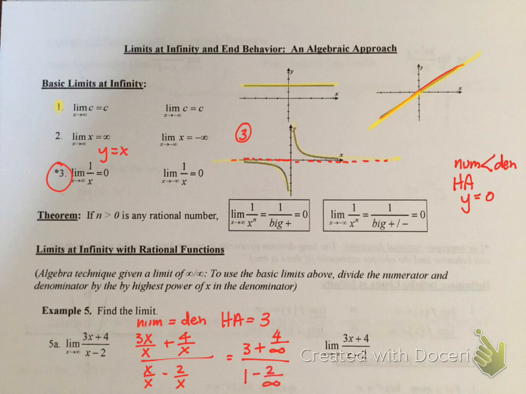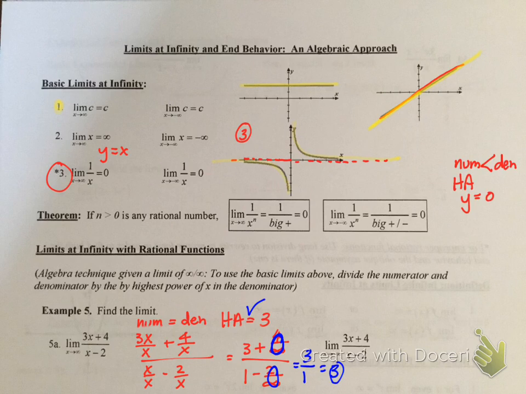Remember, the rule says when I have 4 over infinity, which is a huge number, that turns to 0. So 4 over infinity becomes 0, 2 over infinity becomes 0, so I'm basically left with 3 over 1, which equals 3. Okay, so our instincts were right. The horizontal asymptote is 3, and as x approaches positive infinity, using algebra shows that it is indeed 3. Okay, let's check this other side.